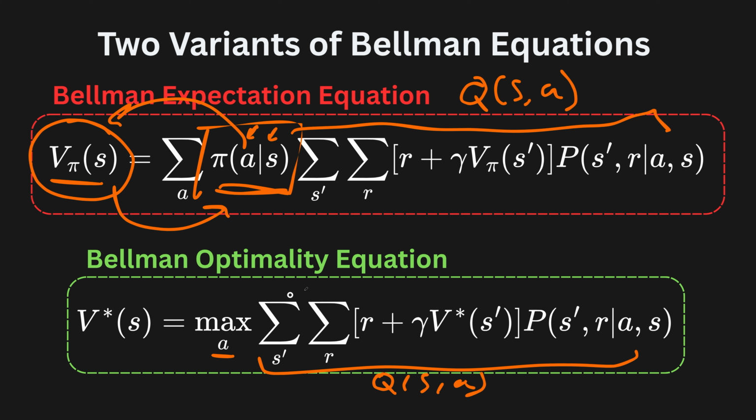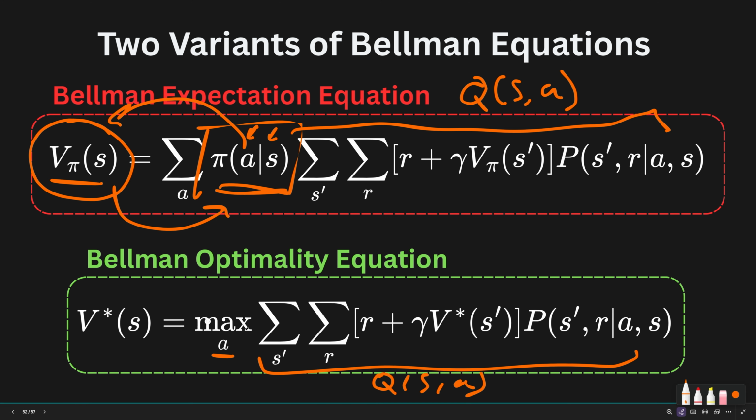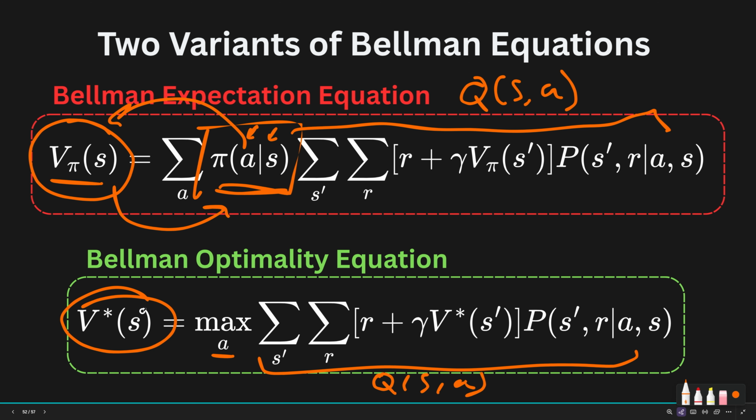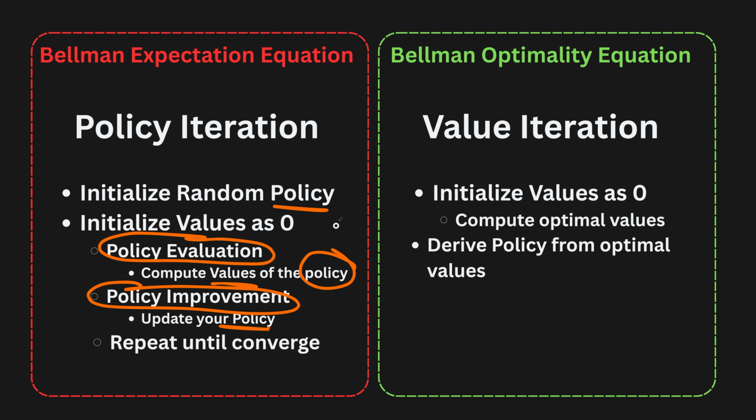Now in the Bellman optimality equation, notice there's no policy in here. We have no pi anywhere, which means we now have an iterative approach to directly solve for the values. Find the best values for this specific environment, ignoring policy altogether. There is no policy. So we initialize the values as 0 and compute the optimal values for this specific game.